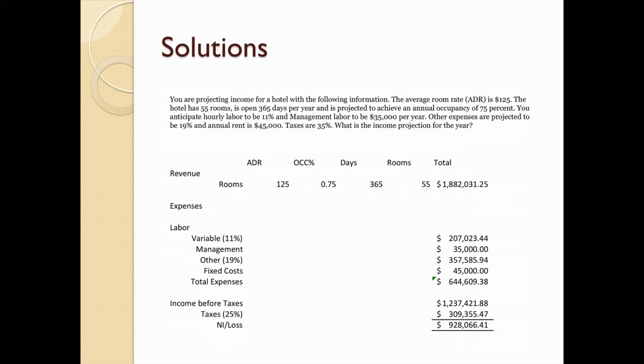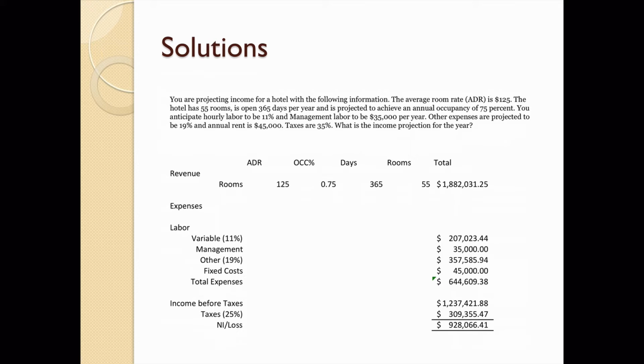So my headings, which are off a little bit as far as being lined up, the ADR should be 55 and the room should be 125. We're multiplying everything across, so our answer is the same. It's $1,882,031.25. And we're taking our revenue and we're multiplying it by a variable cost percentage.